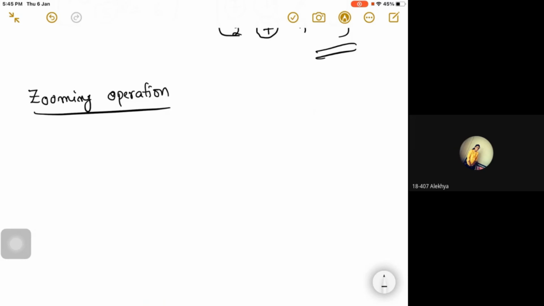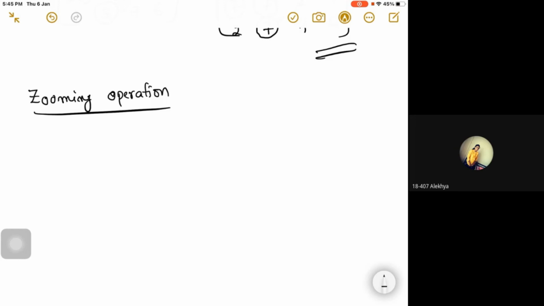What is zooming? Seeing the image in bigger size. Yes or no? And the opposite of zooming is compression. Compression means making a big image into a small image. Yes, how can these be done?